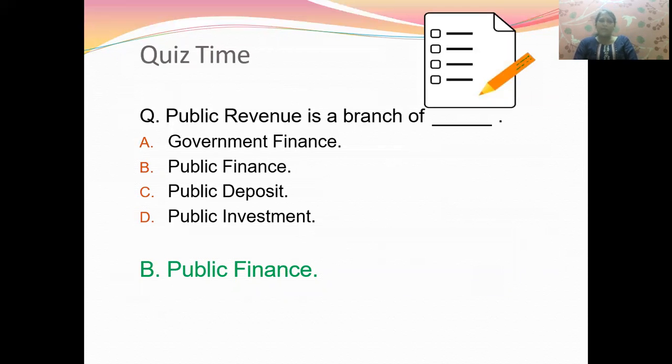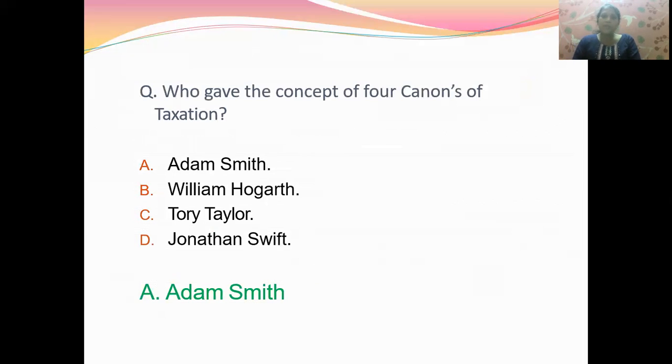Let us have a quiz. Why not? We should try for a quiz. The first question is, public revenue is a branch of: four options are there, government finance, public deposit, public finance, public investment. The right answer is B, that is public finance. Public revenue is a branch of public finance. Next, let us move to our next quiz.